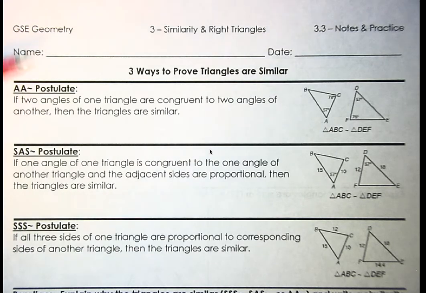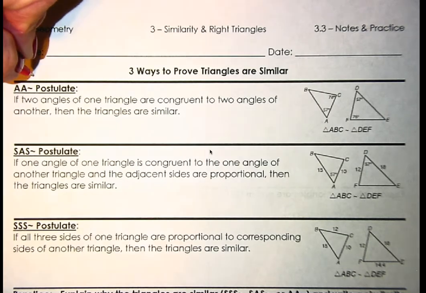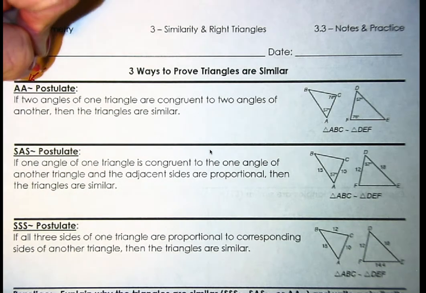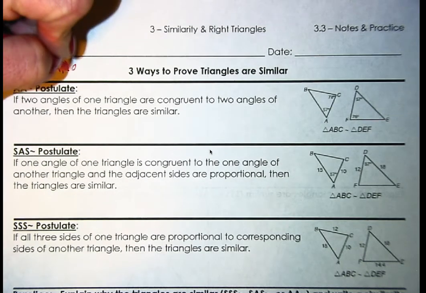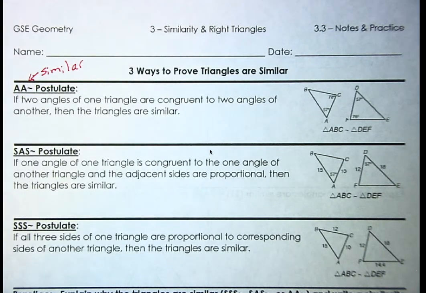The first one is the AA postulate, or angle similarity postulate. The second one is the side angle side similarity postulate, and the third one is the side side side similarity postulate. Remember, this little symbol right here means similar. It looks like the congruency symbol, but without the little equal sign underneath of it. Okay, so the first one is angle angle.